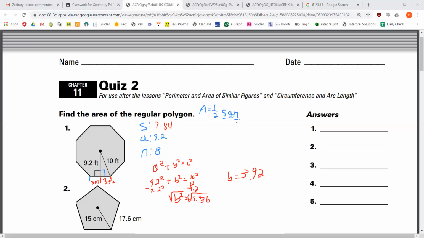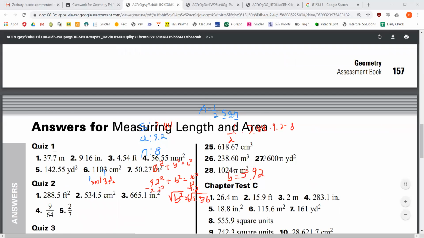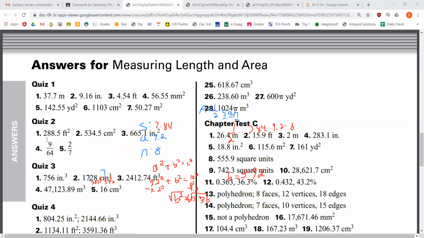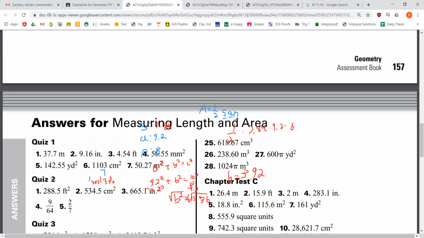So now we have everything we need. We literally just put it in our calculator: 1/2 times 7.84 times 9.2 times 8. So plug that all in for me. And what did you guys get? I just want to make sure. 288.5. Yeah, I got that.